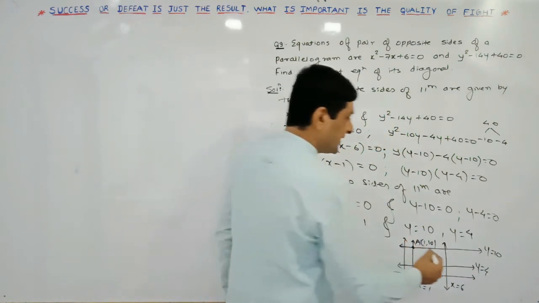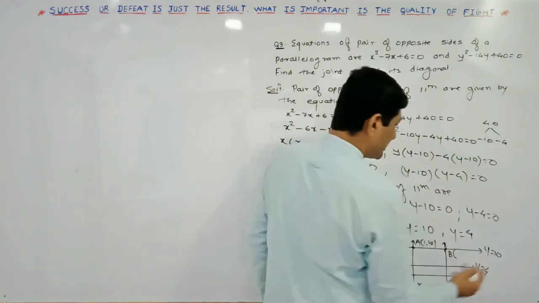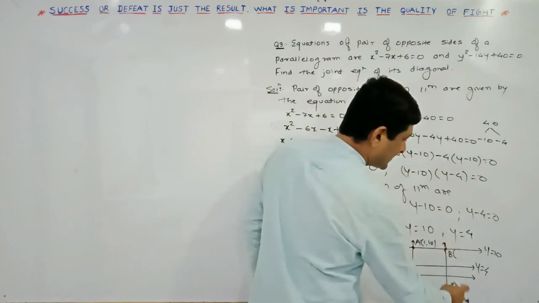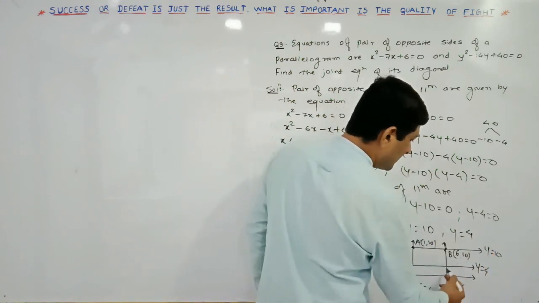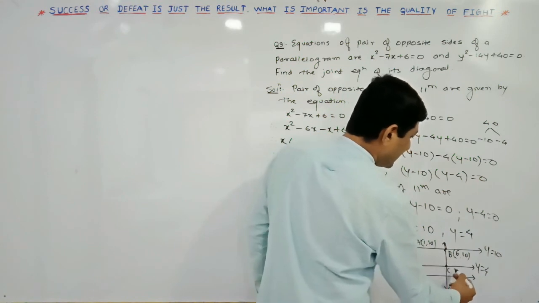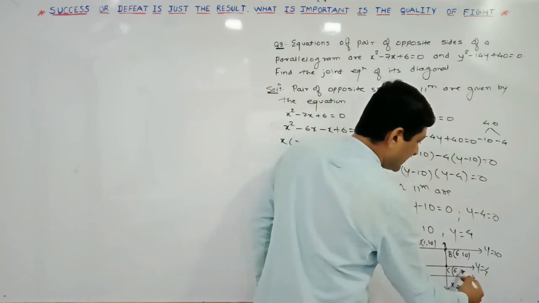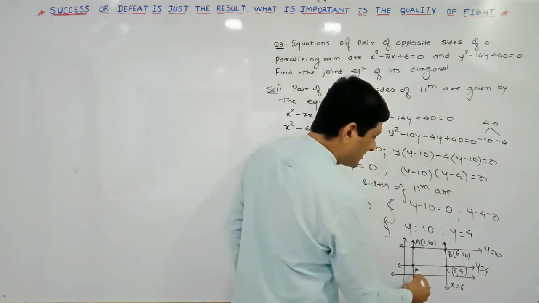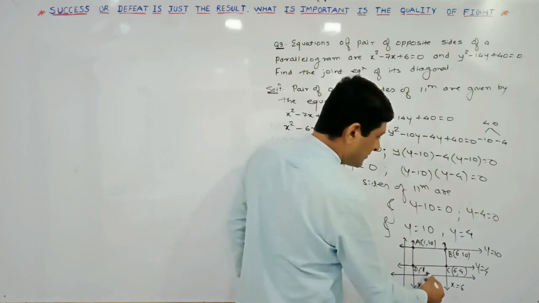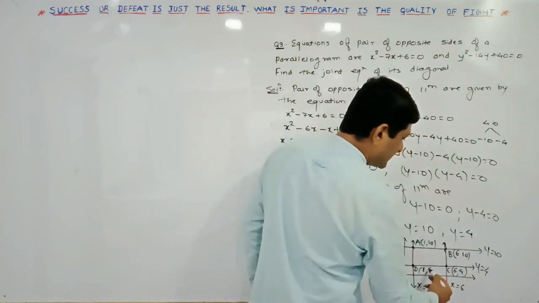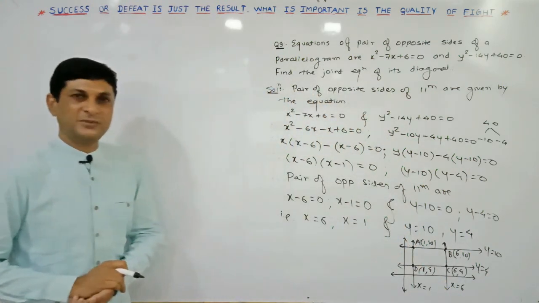Let us denote the second vertex by B, and we are trying to find the coordinates of this vertex B. Here we can easily observe that the x coordinate is 6 and the y coordinate is 10. Now denote the third vertex by C. Here also the x coordinate is 6 and the y coordinate is 4. And denote the last vertex by D, where the x coordinate is 1 and the y coordinate is 4. In this way we have got the coordinates of all the vertices of this parallelogram.